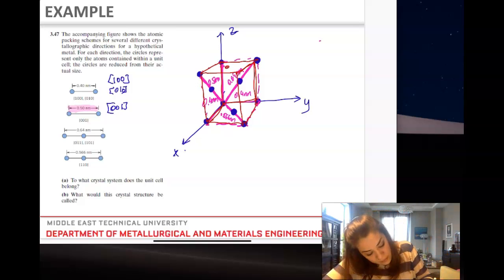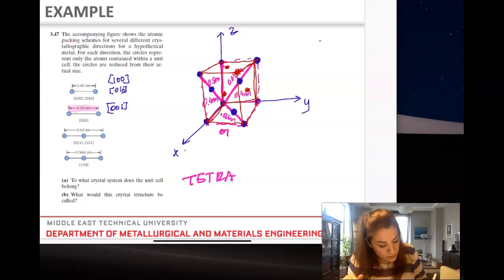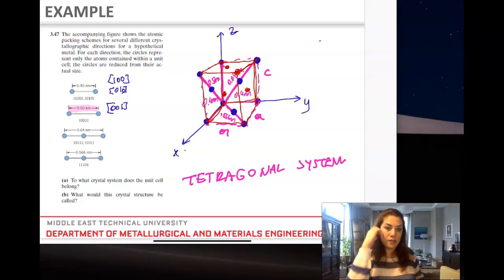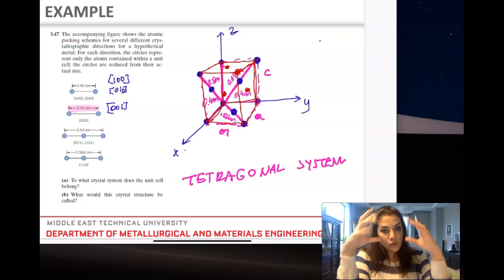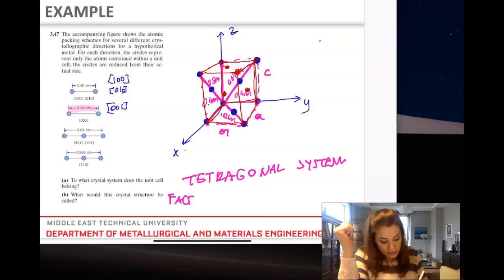I'm going to have central atoms here, in a corner. Therefore, as an answer to the first part, to what crystal system does this unit cell belong? Of course, it does belong to the tetragonal system, right? Why? Because a is equal to b, they're all equal to a, and I have a c parameter that is different. Tetragonal system, and they're all 90 degrees apart. What would this crystal structure be called? If it was a cubic system, this would be called a face-centered cubic cell, right? But this time it is face-centered tetragonal cell.